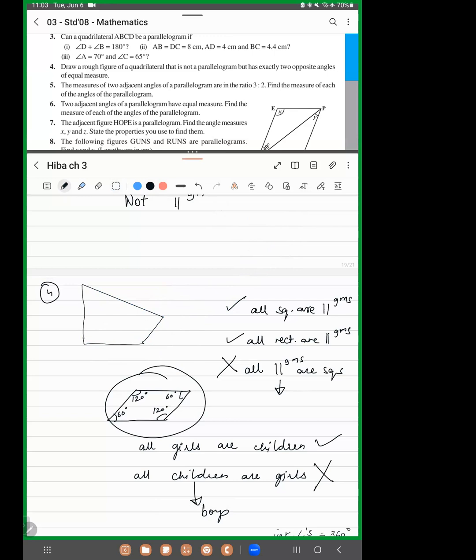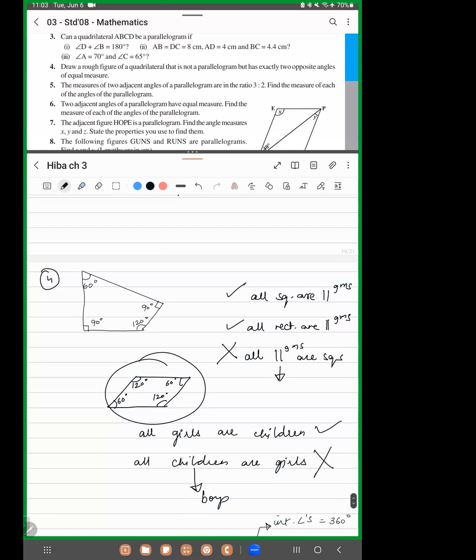Over here, this is 90. This is also 90. This is 120. And this is 60. It is a quadrilateral because it has four sides and the sum of the interior angles is 360. It's 360, है ना? If the interior angle is 360, then what will be the exterior angle?